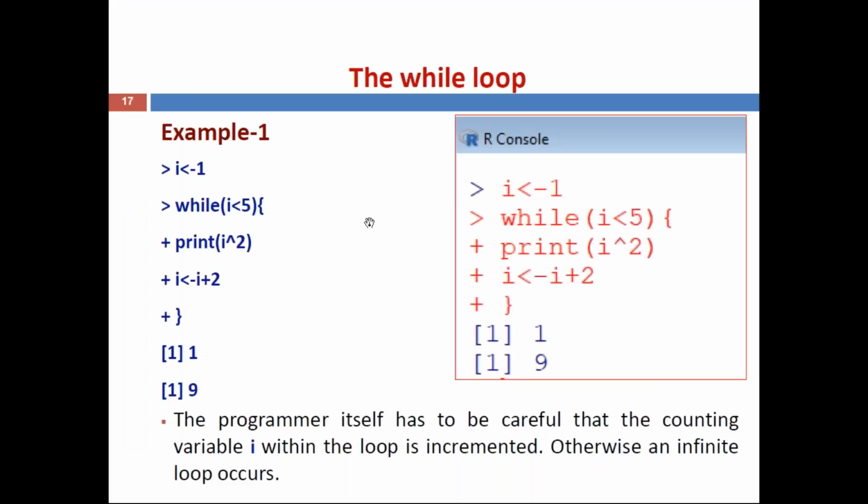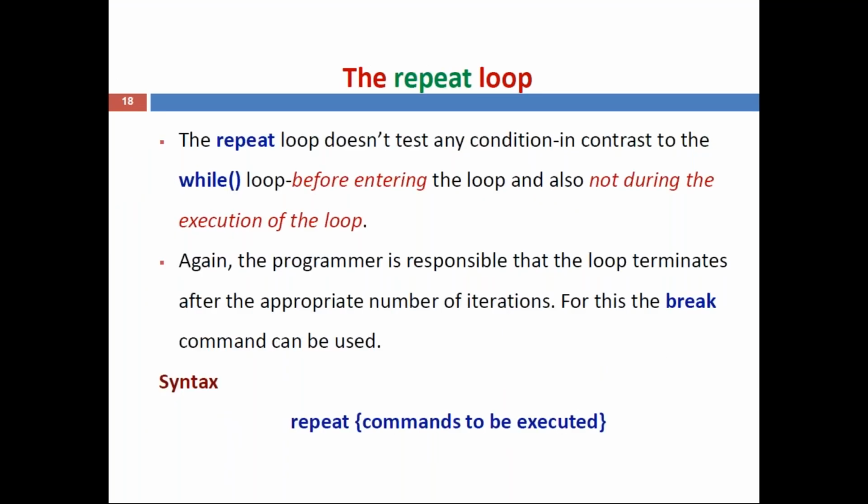Then coming to the last one, the repeat loop. The repeat loop does not test any condition, in contrast to the while loop, either before entering the loop or during execution of the loop. So it won't test any condition. Again, the programmer is responsible that the loop terminates after some appropriate number of iterations. For example, to terminate this loop, we will use the break command.